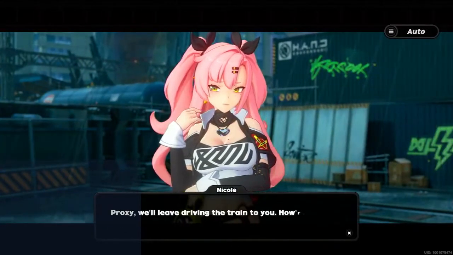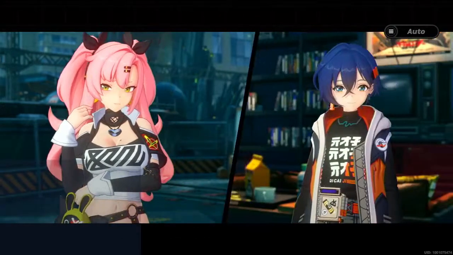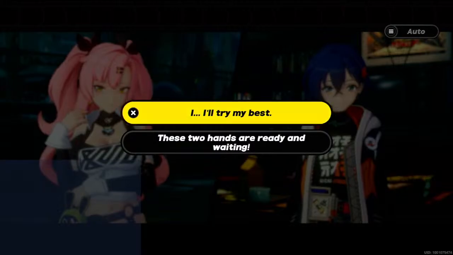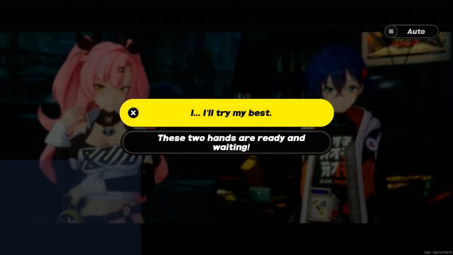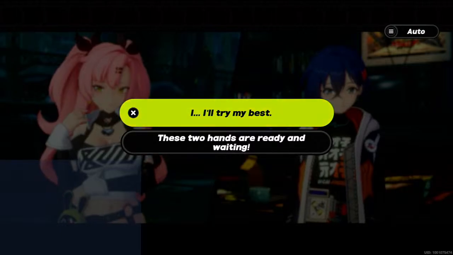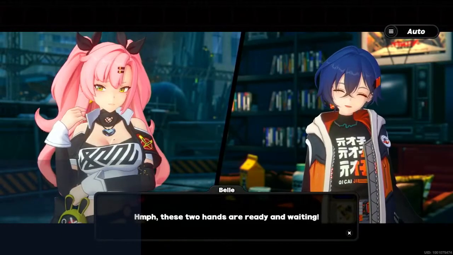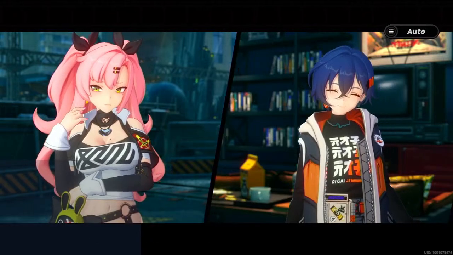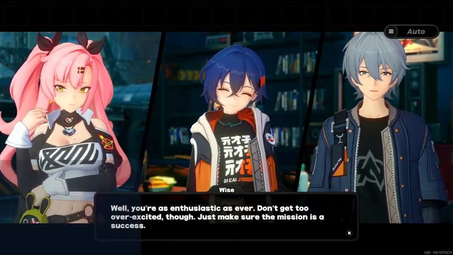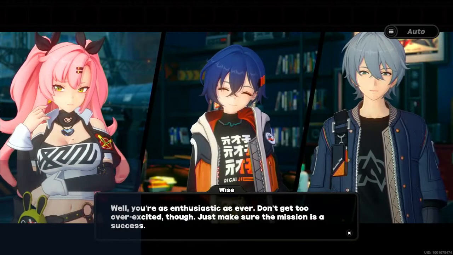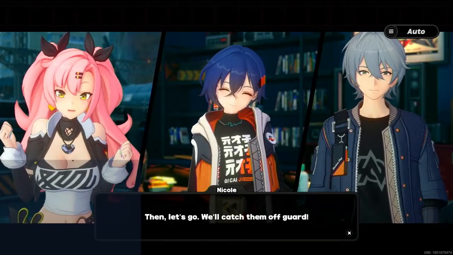Proxy, we'll leave driving the train to you. How are preparations on your side? These two hands are ready and waiting. Well, you're as enthusiastic as ever. Don't get too overexcited, though. Just make sure the mission is a success. Then, let's go! We'll catch them off guard.